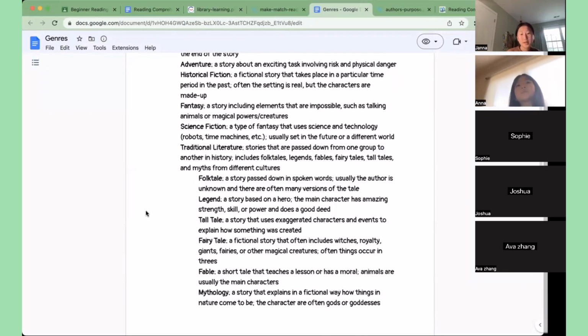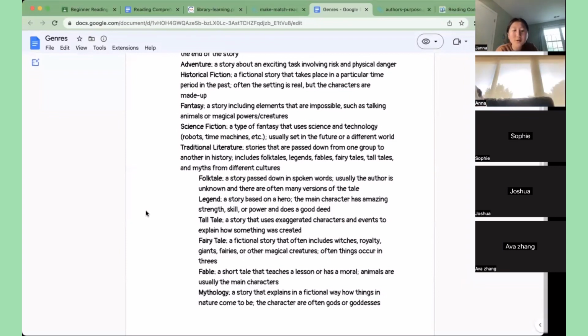A fairy tale is a fictional story that includes witches, royalty, giants, fairies, or other magical creatures. Kind of similar to fantasy, but it's more like a traditional story that you've probably heard a lot. So like Cinderella, like other fairy tales. So these things often occur in three. So if you think about Cinderella, there's three stepsisters, and yeah, so they often occur in threes.